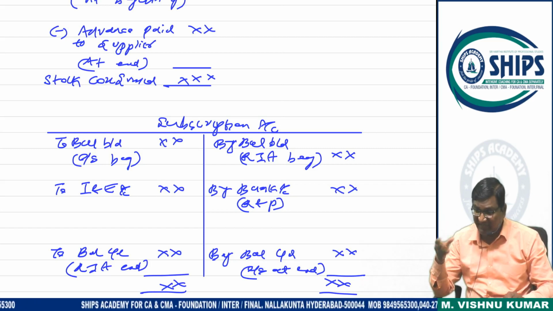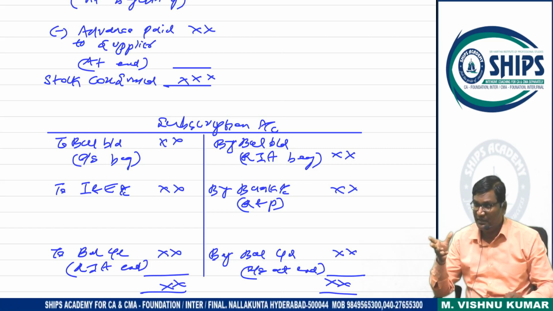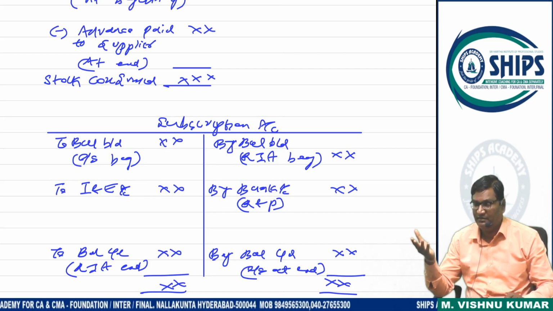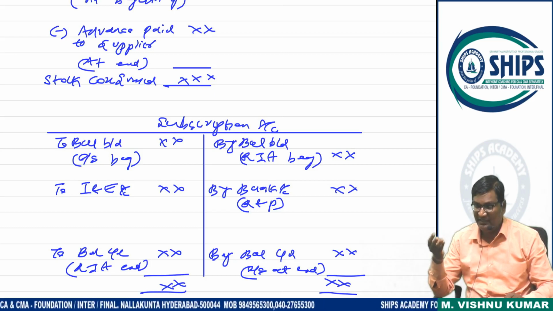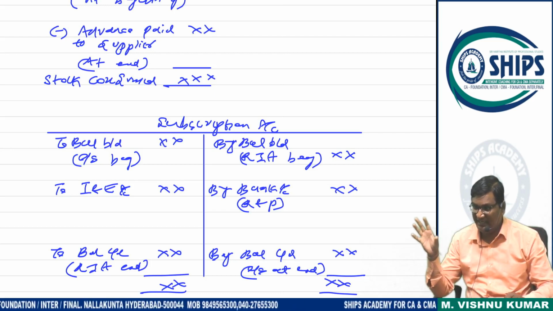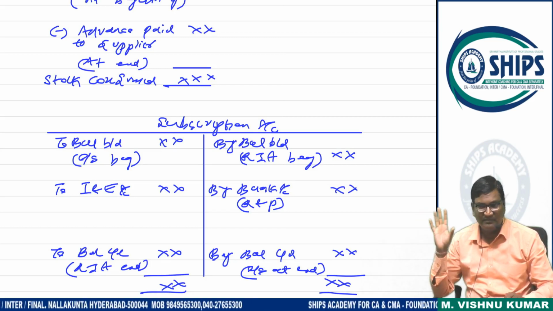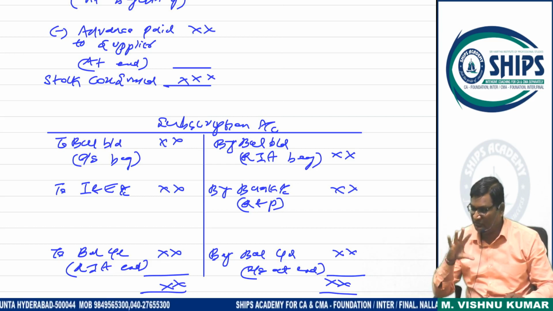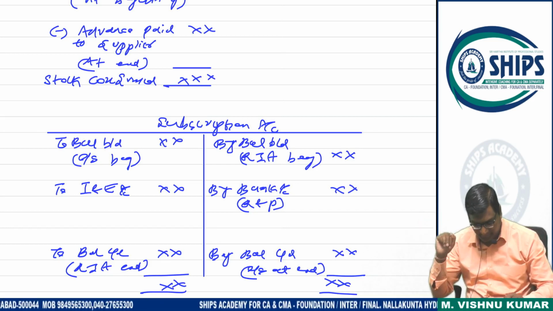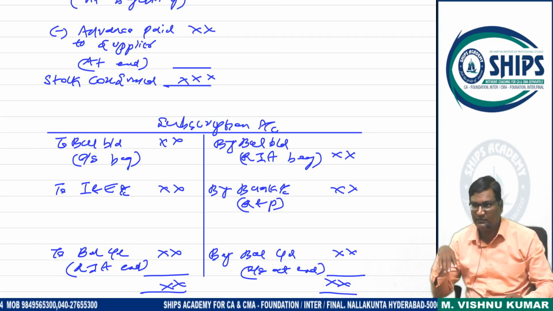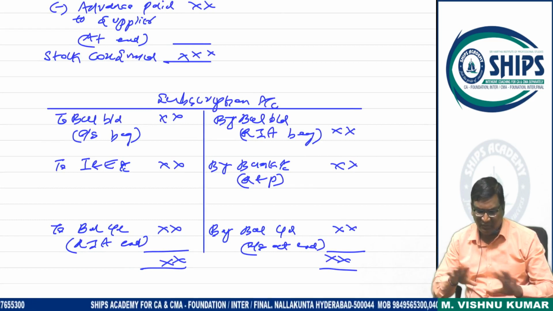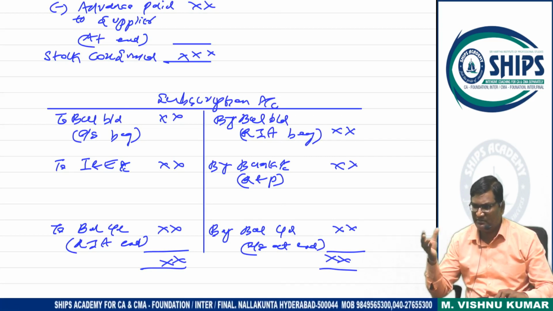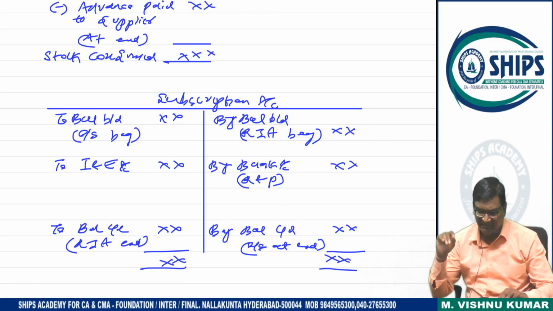If the question specifies that this is income, then it will be shown on the income side. Which items? Entrance fees, legacy, life membership fees. If the question is silent, assume capitalize in the balance sheet. If the question clearly specifies this is income, then income side, otherwise not. This is the concept. Now you can solve 2-3 questions, and the concept will be 100% clear.